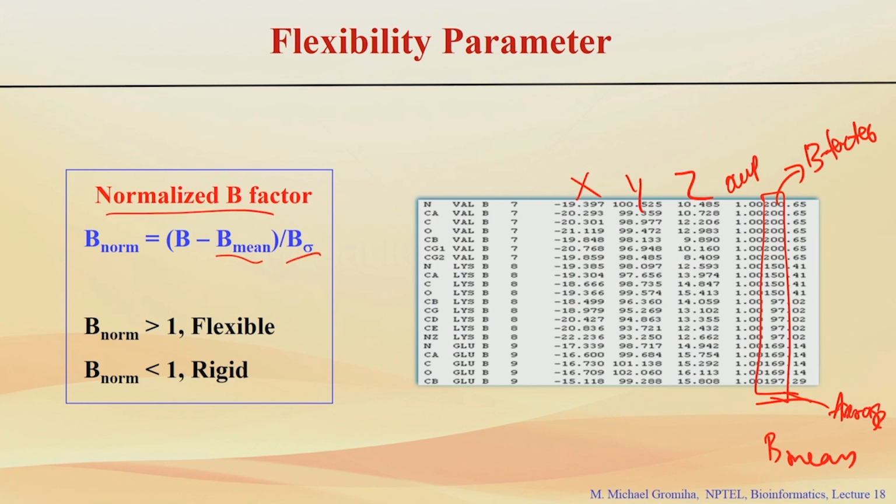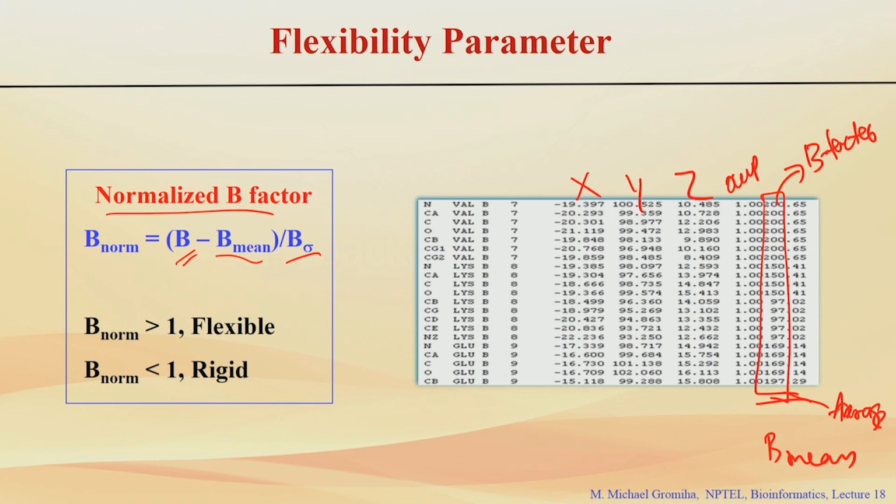Then we get the B sigma. What is B sigma? The standard deviation, you can see the deviation from all these numbers. So, we get the B sigma, and we get this formula: B minus B mean, divided by B sigma, right. We get the normalized values. If it is more than 1, we treat this as flexible, and if it is less than 1, we take this as rigid, depending upon this value of B. If it is more than the mean or less than the mean, you can see that it is flexible or rigid.